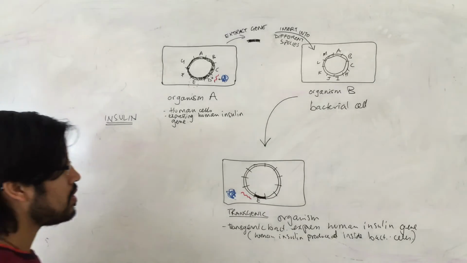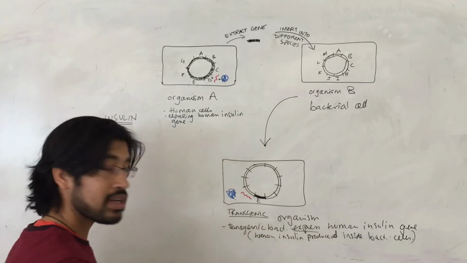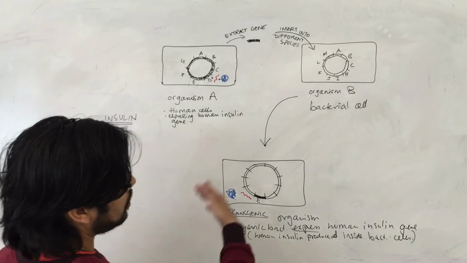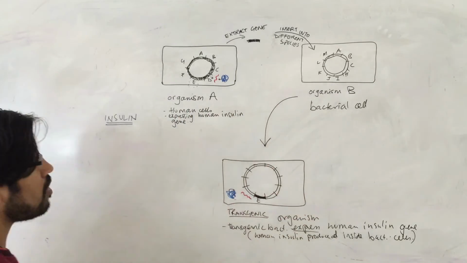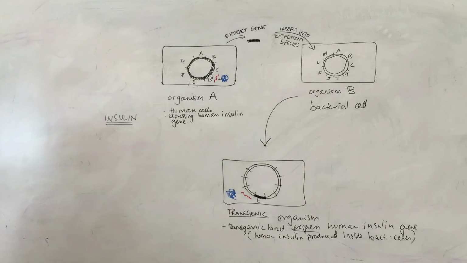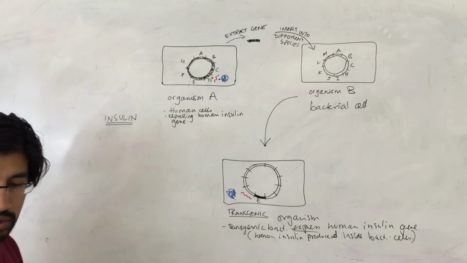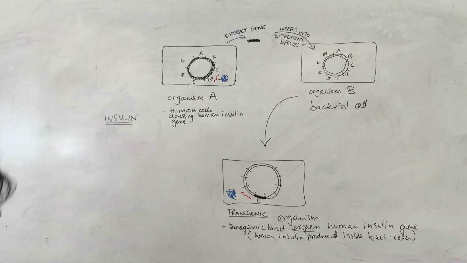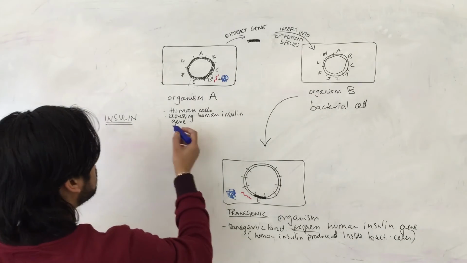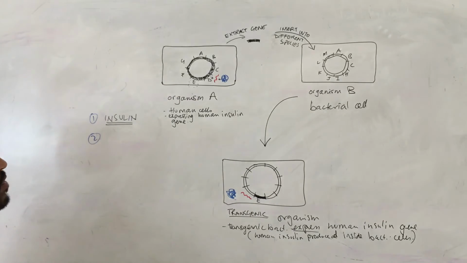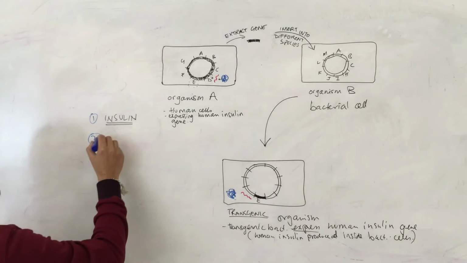So this term expression is going to come really handy. Do use it, do understand what it means. So that's our example of the insulin, but there are other examples as well. Example 2 is the golden rice example.